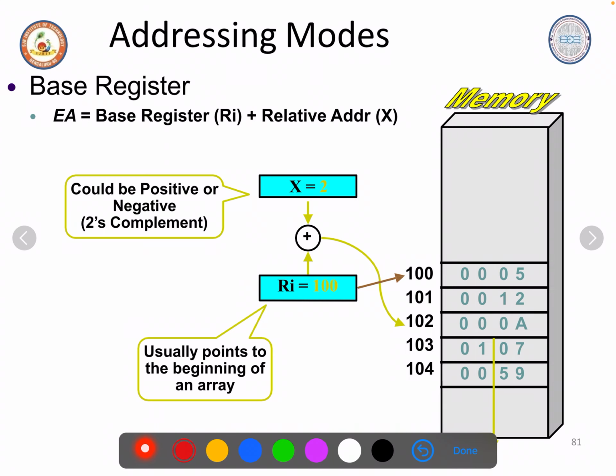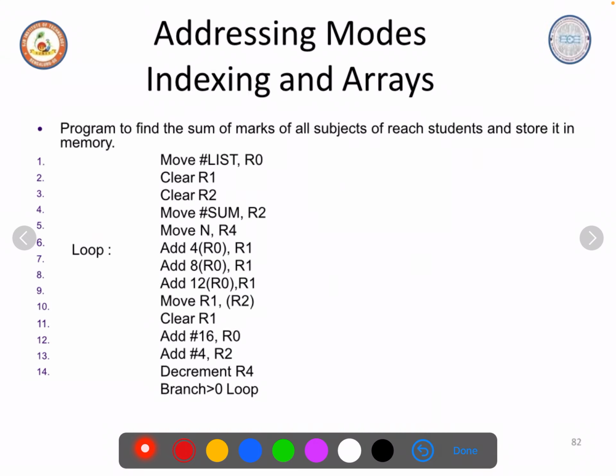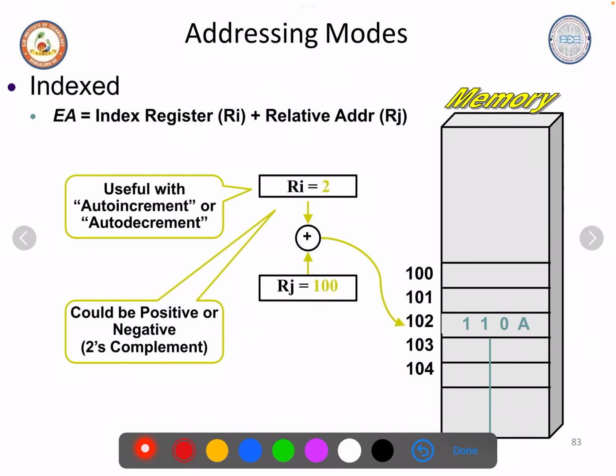See here, you can observe base address plus relative address. Suppose I have the relative address as 2 and the base address as 100, these two will get added. You will get the address of the actual content. So this content will be copied over. This is an example for finding the sum of marks of all subjects. In this indexed addressing mode, instead of specifying it as a constant, I can specify that even in a register. So these two contents will be added and will be holding the data that will be copied over.